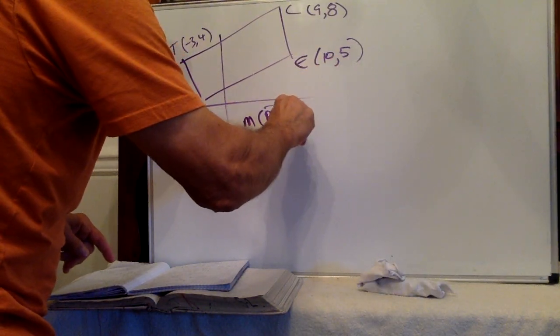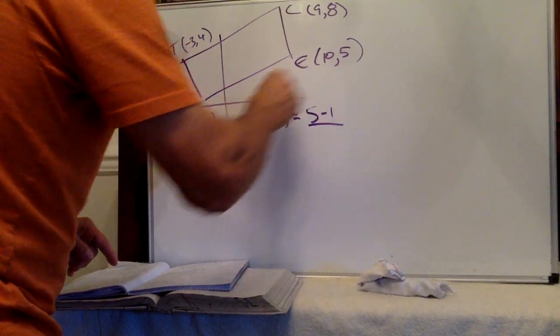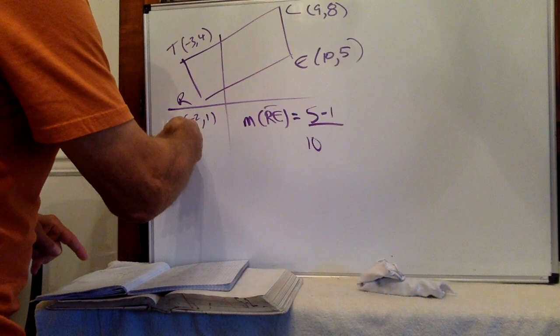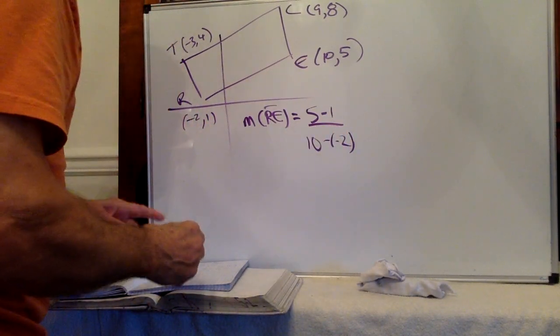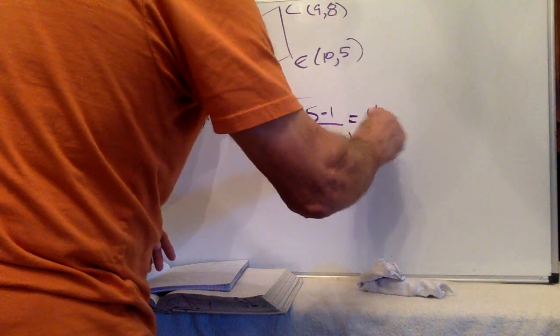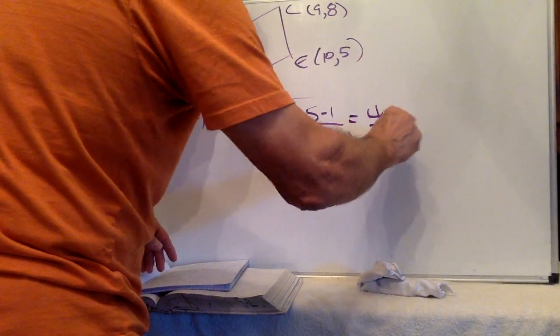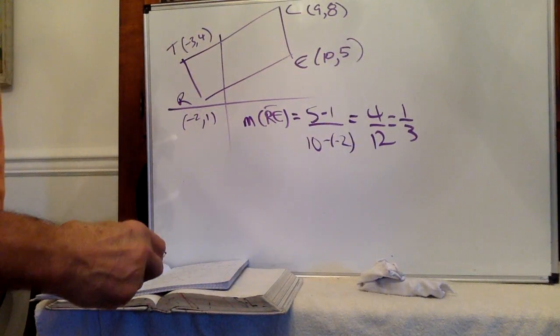The slope of RE is 5 minus 1 over 10 minus, be careful here, 10 minus a minus 2. Please don't drop the sign. So I get 5 minus 1 is 4. 10 minus a minus 2 is 10 plus 2, or 12. Always reduce to lowest terms. The slope of RE is 1/3.